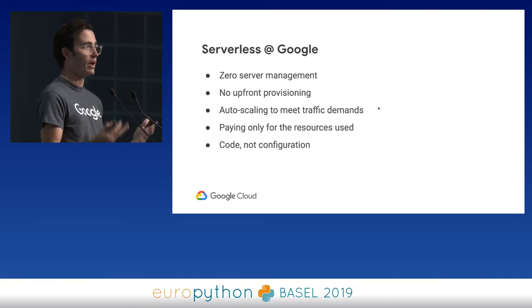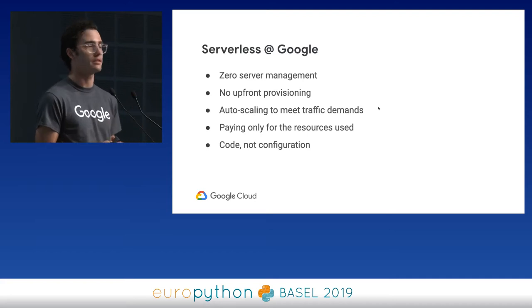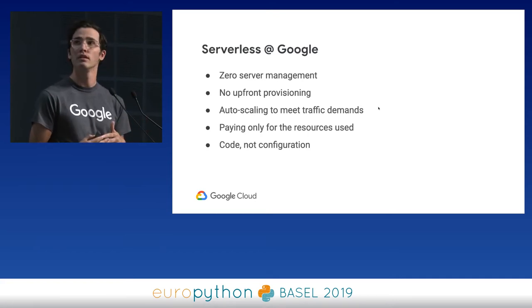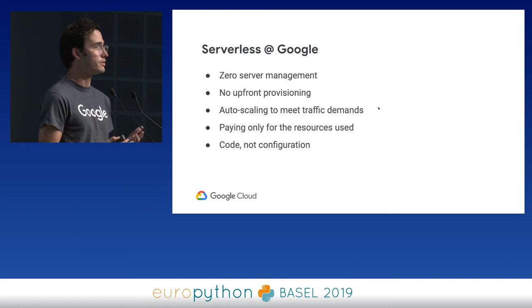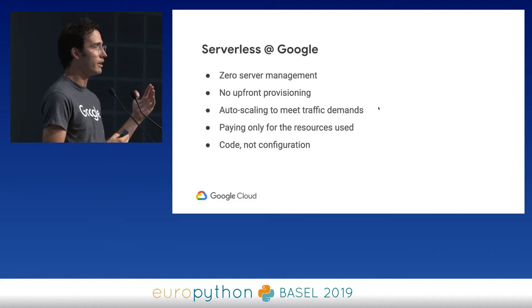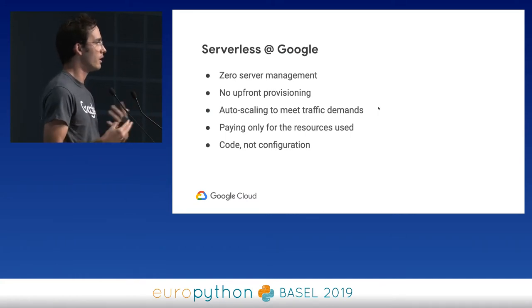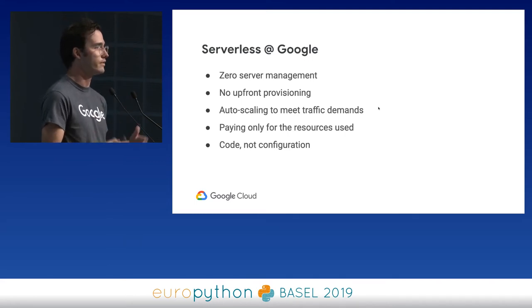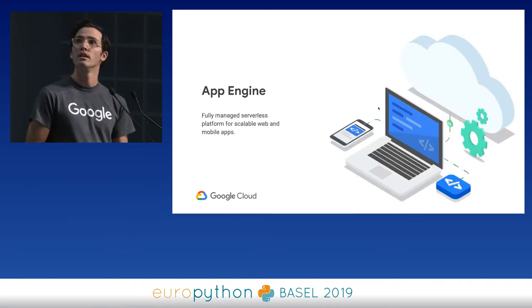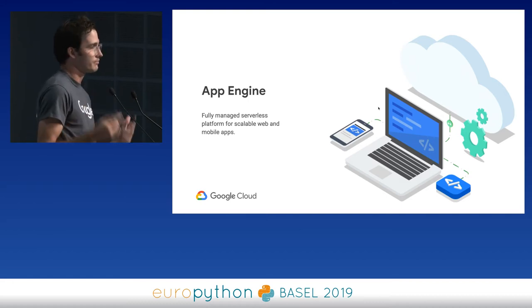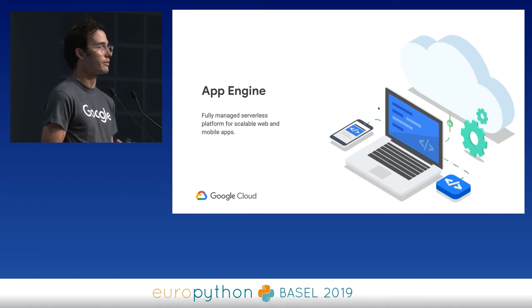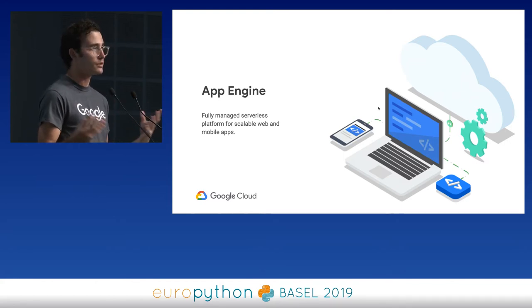So if your web app isn't getting any traffic, you're not paying for anything because you don't have any instances. That's great because it makes it really cheap. You only pay for the resources you use, so you're not paying for a VM that's up and running constantly to handle the peak load that you only experience once a day. The focus is generally just on writing code, not on writing long YAML or configuration files. App Engine is obviously our first serverless product, and it still exists, has gone through a couple of iterations since then, and is fully serverless today.